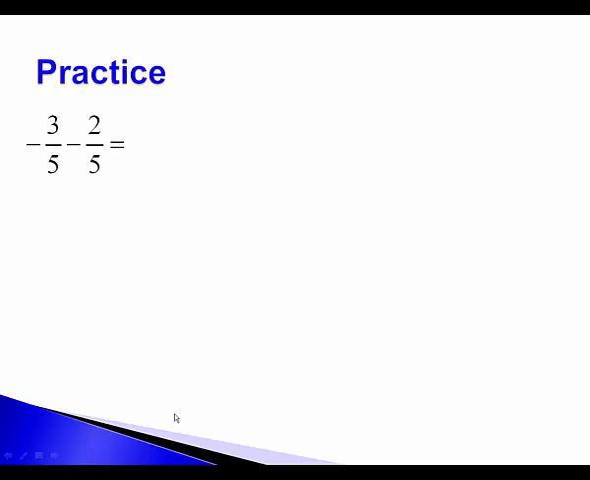The first problem is negative 3 over 5 minus 2 over 5. Notice this time I was very kind and started you off with a common denominator. So I simply need to add the opposite, and I'll be ready to add these fractions. When I add the numerators, I get negative 5, and remember the denominator stays the same. So I have negative 5 over 5, which, let me remind you, is a negative 1.